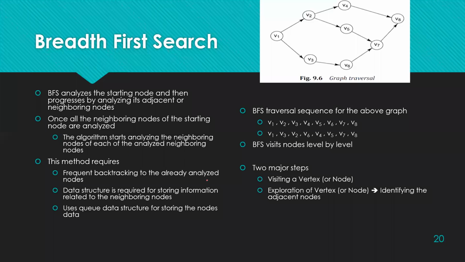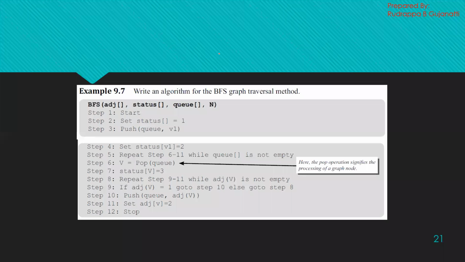Remember, for BFS or DFS, two things are important: visiting a vertex and exploring a vertex. In BFS, identifying the adjacent node becomes important. That is the logical aspect you have to look out for. For DFS, it will be slightly different. Visiting a node implies you consider a node and explore it, that is, you try to identify who the neighbors are. That is what is done in BFS. This we will discuss later.